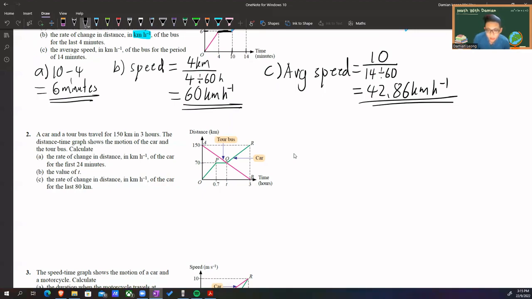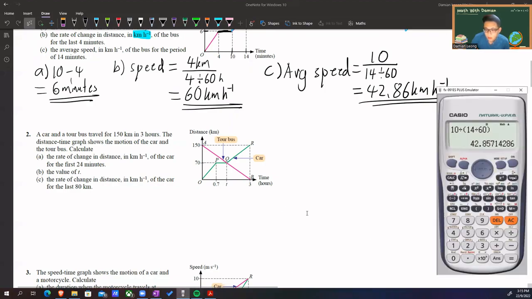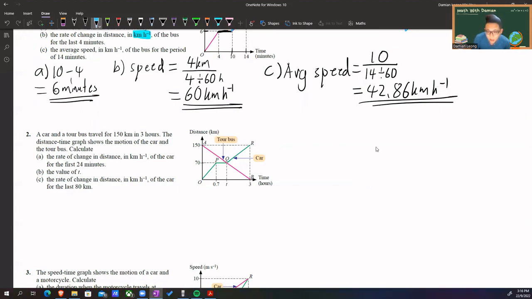So they want the first 24 minutes. If I take the 0.7 here, 0.7 times 60 is 42 minutes. Which means the first 24 minutes is within this line here, before it reaches 0.7.